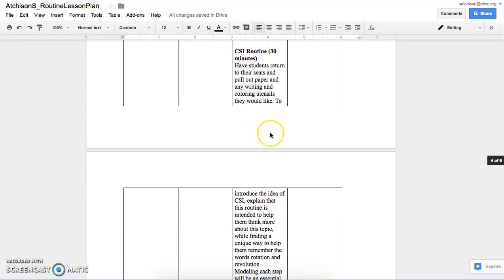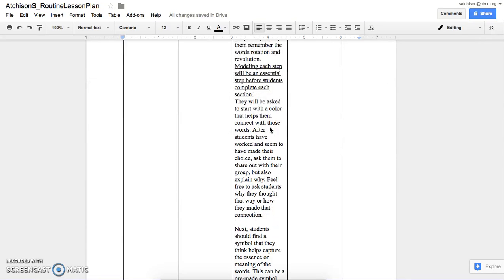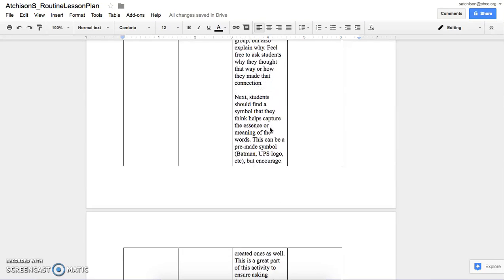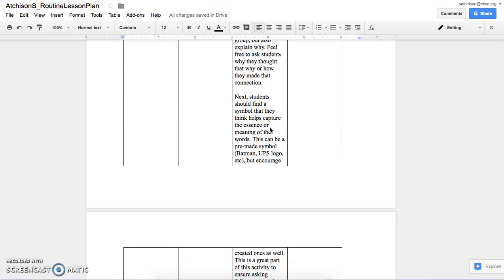From there, you move on to the CSI routine, where you find a color that helps them connect with the learning, then find a symbol that helps them connect with the learning, and then find an image that helps them connect with the symbol as well. What I put on there is this should be a grouped activity, maybe 3 to 4 students per group, depending on your class size, of course. And as you go through, make sure you're asking follow-up questions. What makes you think that? Are there other images? Are there other colors? Are there other symbols that helped you connect with the learning as well?